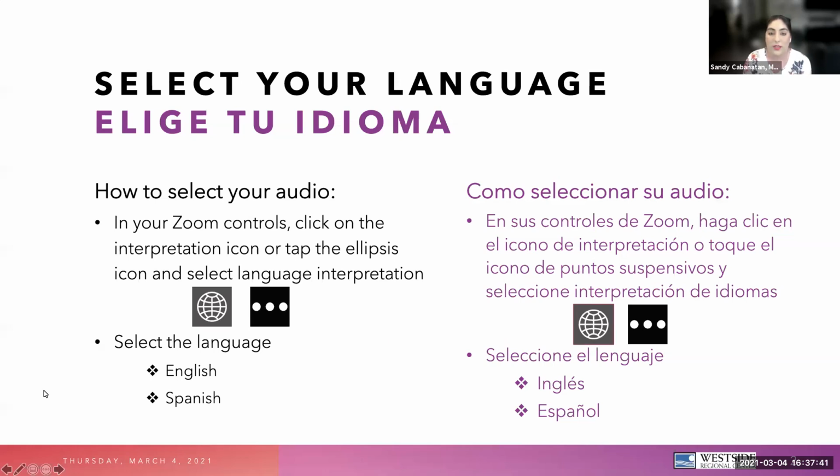Because we are providing this town hall in English and Spanish, we are asking you to please select the language that you choose to listen to. So in your Zoom controls, whether you're viewing it on your computer or on your phone, there's three little dots. Please click on the interpretation globe, and then select your language. If you want to listen to this town hall in English, select English. And if you want to hear this in Spanish, please select Spanish.